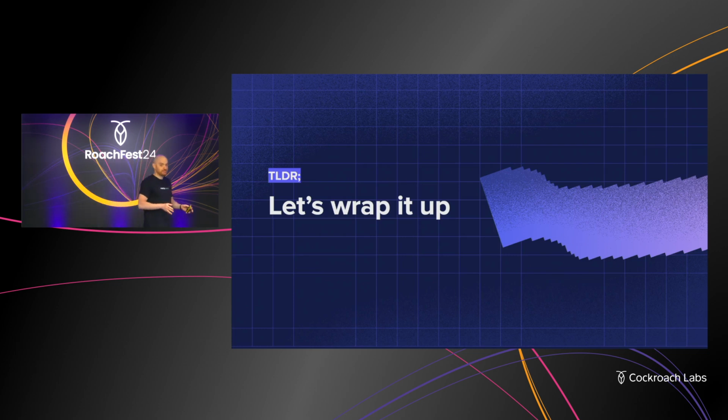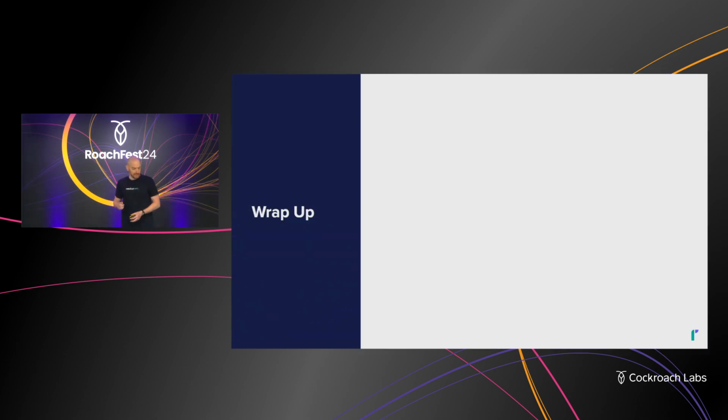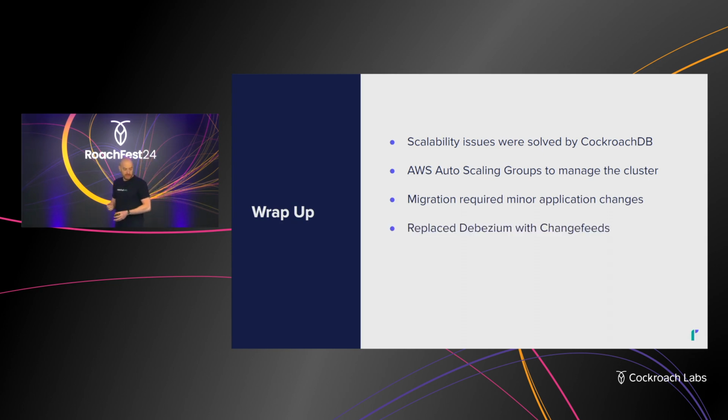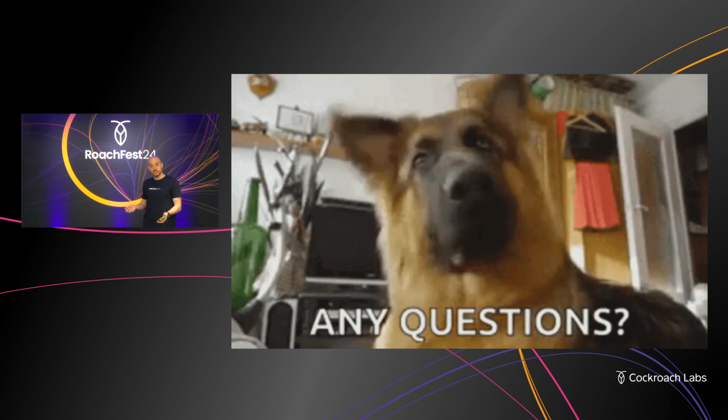All right, so let's wrap it up now. We had some scalability issues, and they were solved by CockroachDB. And we use AWS Auto Scaling Groups, ASGs, to manage the cluster. Our migration required minimal to no change on the application side. And we replaced Debezium with Changefeeds. Thank you for that. Any questions?